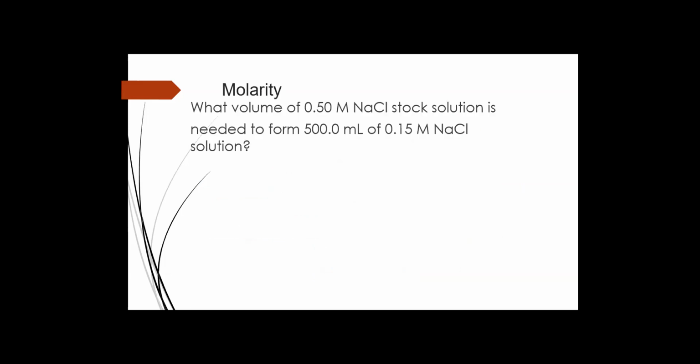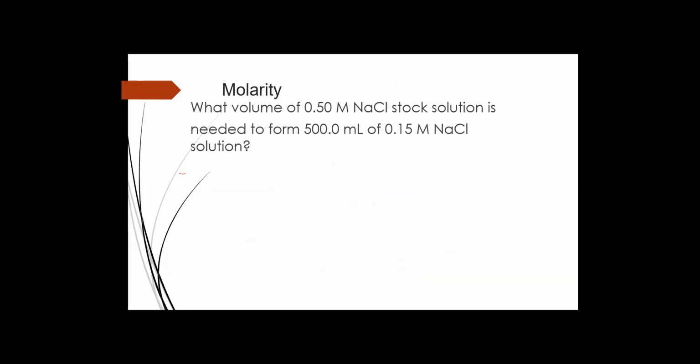Let's do a dilution problem. What volume of 0.50 molarity NaCl stock solution is needed to form 500.0 milliliters of 0.15 molarity NaCl solution? So this is a dilution problem. So you can do this as M1V1 equals M2V2 because it's the same solution. That is possible. I'll show you how to do it a different way.